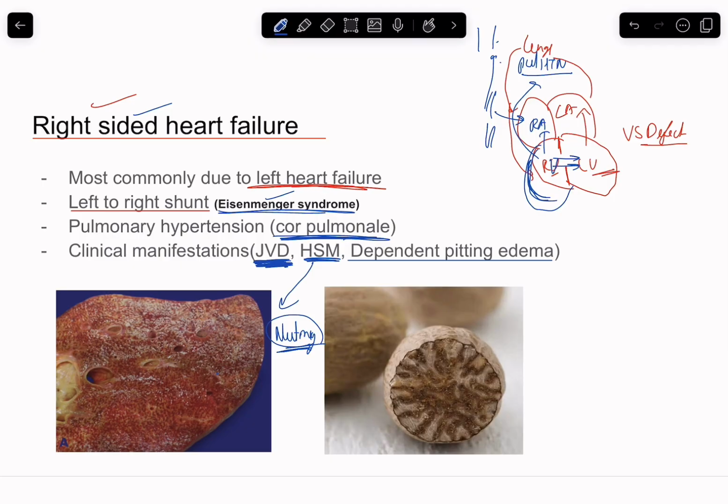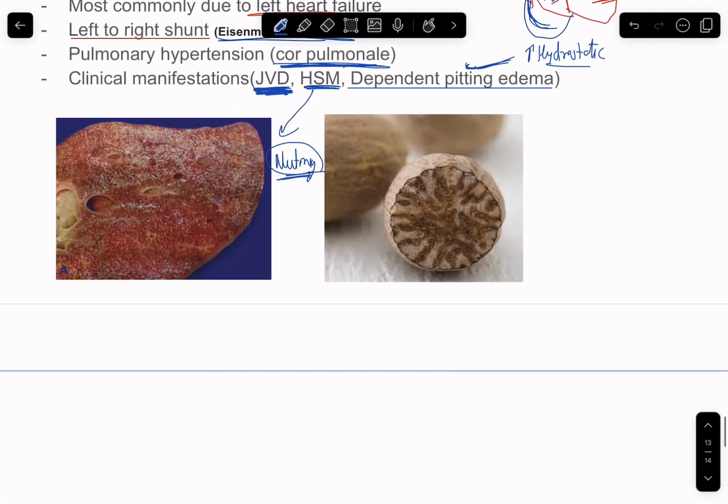Now how do you determine whether the edema is due to leakage of protein or due to high hydrostatic pressure? You can simply press on the edematous part. If the edematous part undergoes pitting, then most likely it's due to high hydrostatic pressure, as proteins cannot be indented, but water can be. So due to the buildup of fluid, the hydrostatic pressure will increase and it will result in dependent pitting edema. And that's about this module.